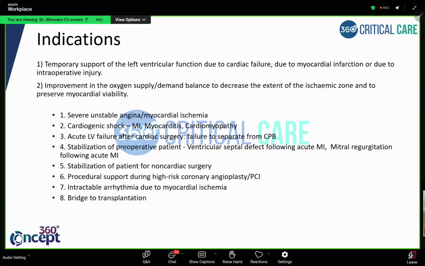The other indications you can subdivide, but I'll not go into detail of it. Broadly, you can classify into one supporting the mechanical function of the heart, and the other one improving the oxygen supply-demand balance.